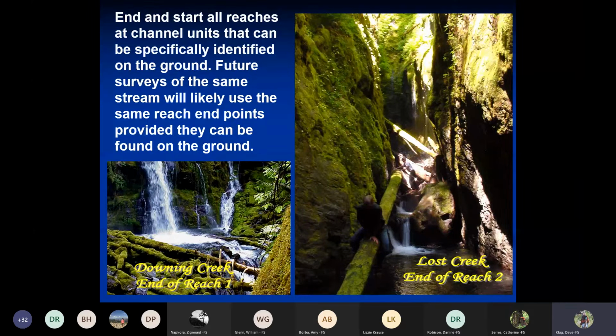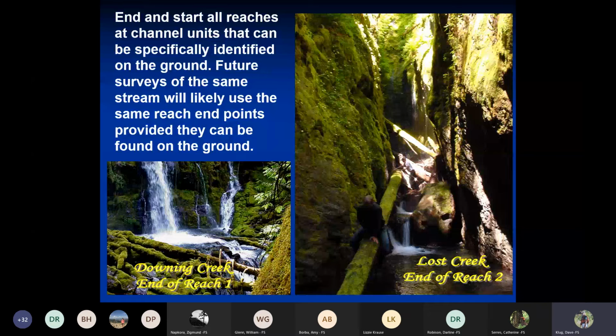Now, waterfalls are easy to find, but then there are other features that are not so easy to find that you want to make sure are an enduring feature. That's a benchmark, landmark type of feature that can be found.